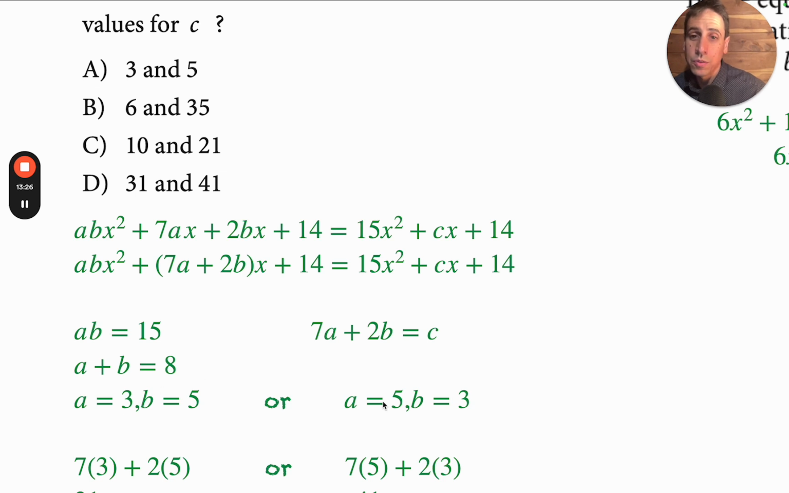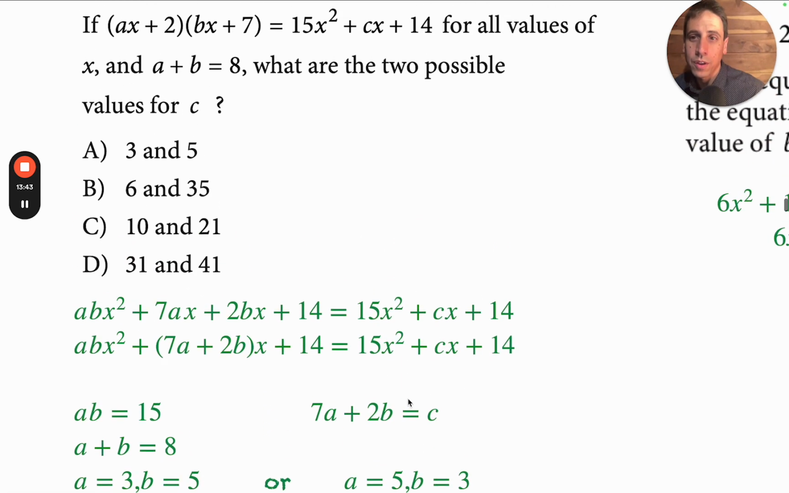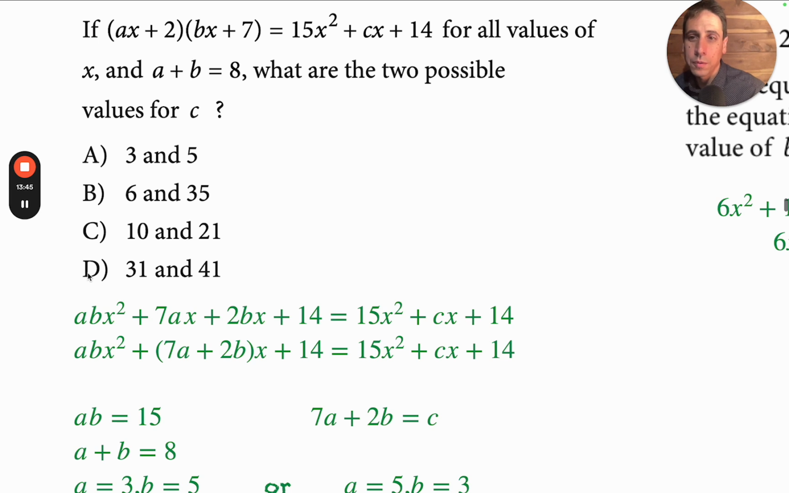So let's use these two possibilities to find out what c is. I know that 7a plus 2b equals c, so therefore 3 times 7 is going to be 21, and 2 times 5 is 10. Add them up, you get 31. In this case, c is 31, and in this case, c is 41. And those are the two answers. Boom. So I'm going to mark answer choice D.